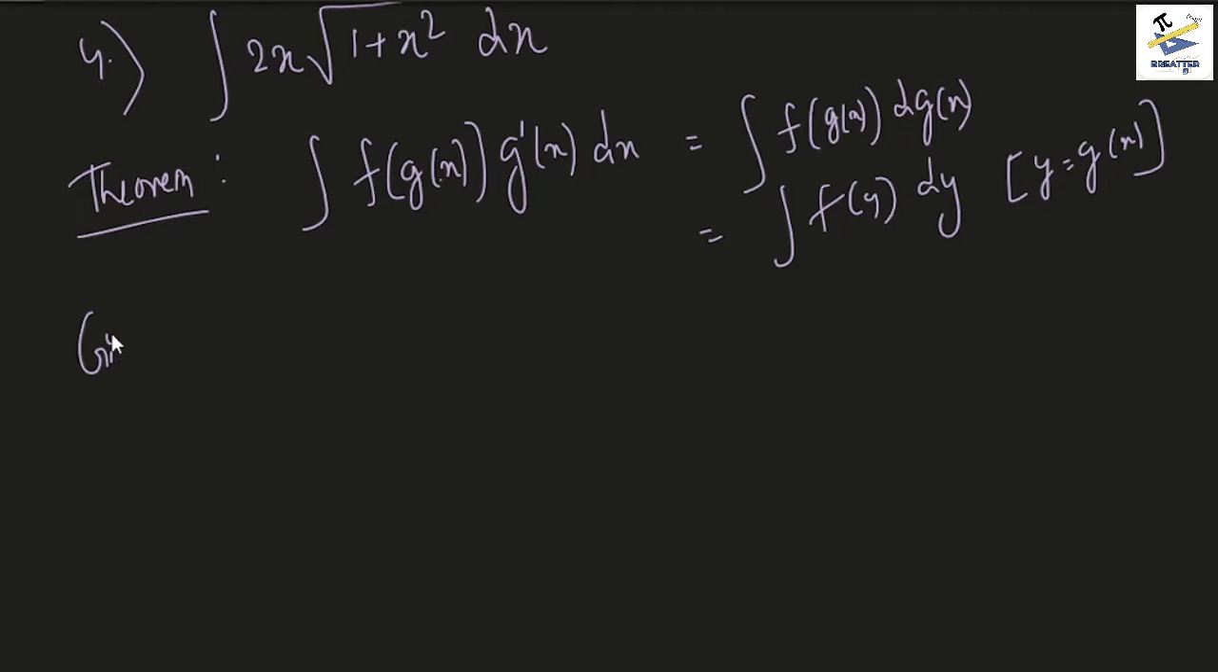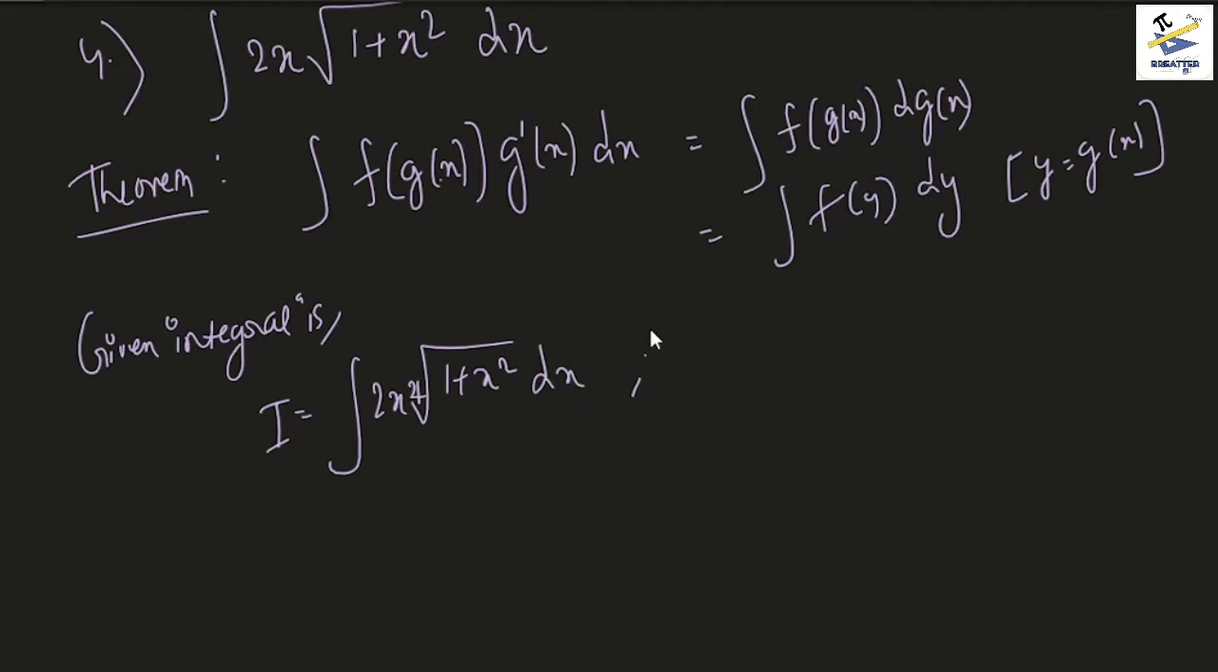So the given integral is I equals the integral of 2x into root over 1 plus x square dx, and we can substitute y equals 1 plus x square. Why are we doing that? Because I realized that the integral of 2x into root over 1 plus x square can be solved if we were to eliminate this root over 1 plus x square thing.